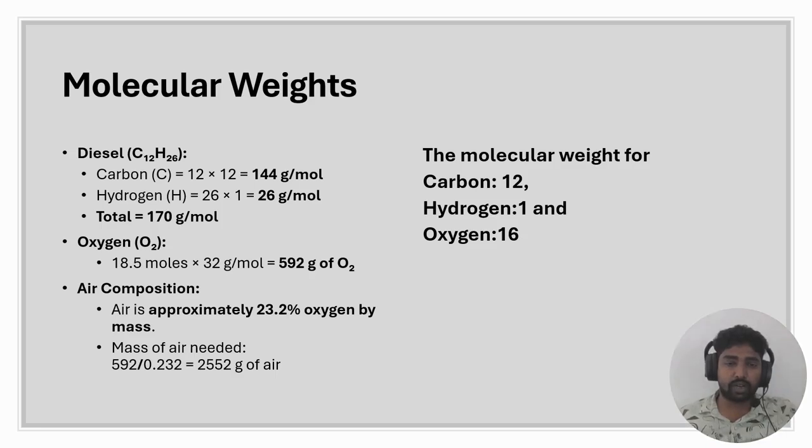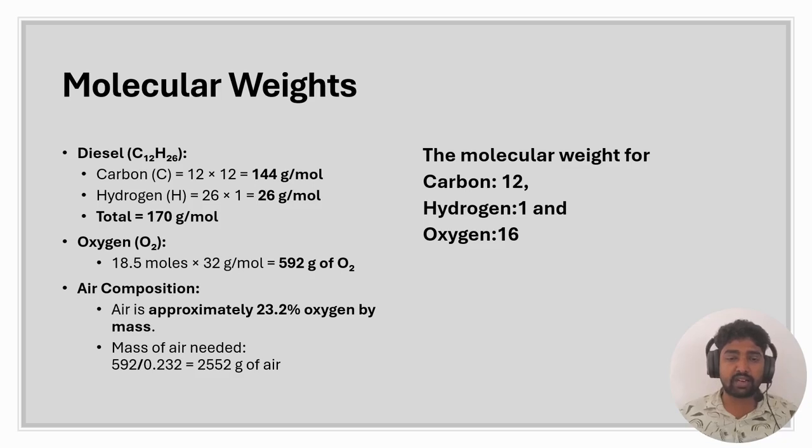So now we are going to calculate the stoichiometric air-fuel ratio for diesel. As shown in the chemical equation in the previous slide for diesel C12H26, the molecular weights of carbon, hydrogen and oxygen are given on the right-hand side here. On the left-hand side of that equation, for example, C12, so 12 carbon atoms times the molecular weight of 12 is 144 grams per mole. The same way we are going to do it for hydrogen and oxygen, and then for air.